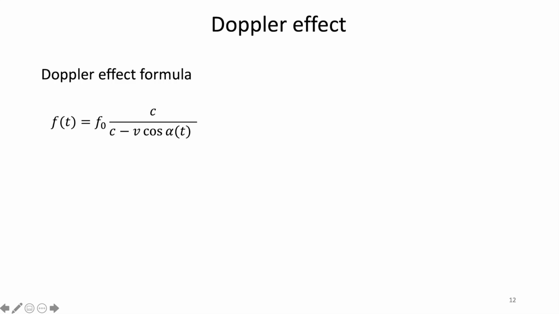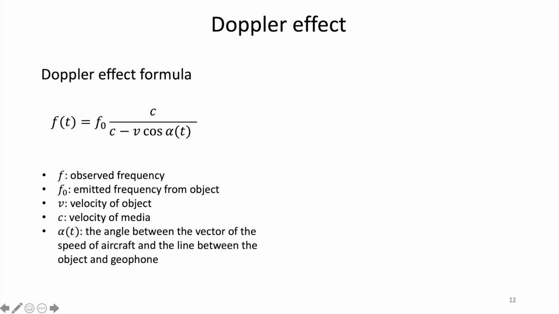From this formula, we know that there is a frequency shift between the observed frequency f and the emitted frequency f0. This frequency shift is determined by the velocity of the aircraft and the angle alpha. Here, alpha is defined by the angle between the vector of the velocity and the line between the aircraft and the geophone. Let's first consider a case when alpha equals 0.